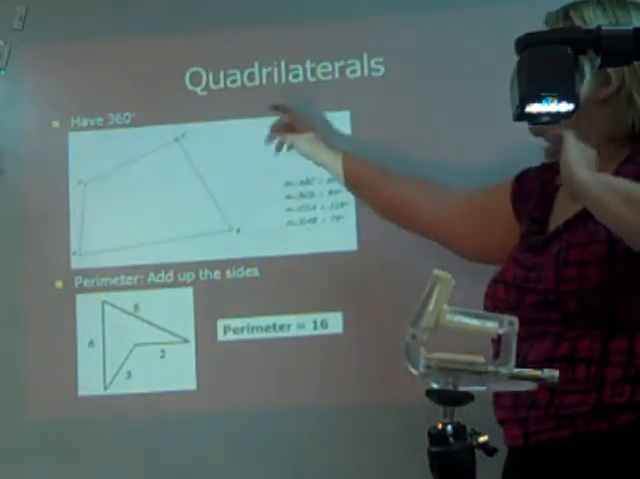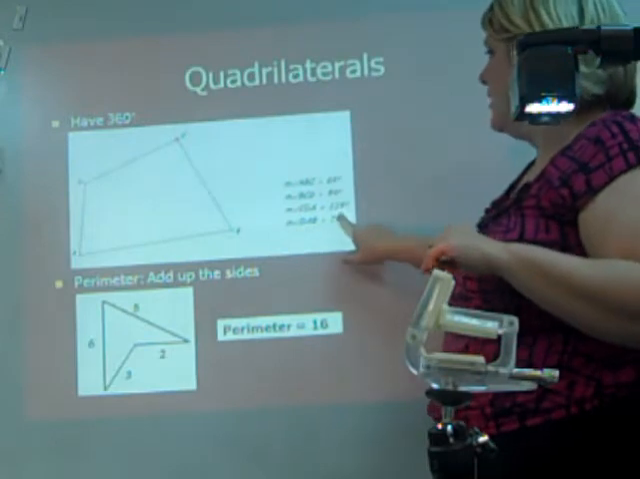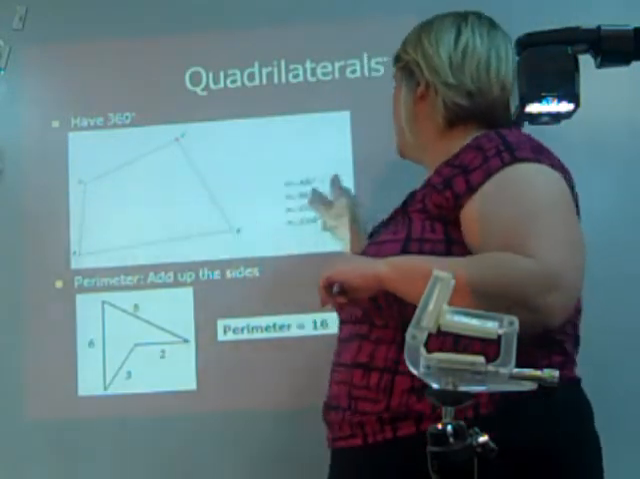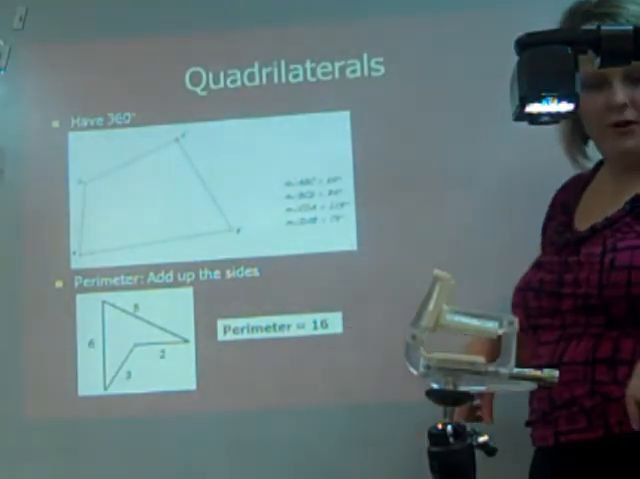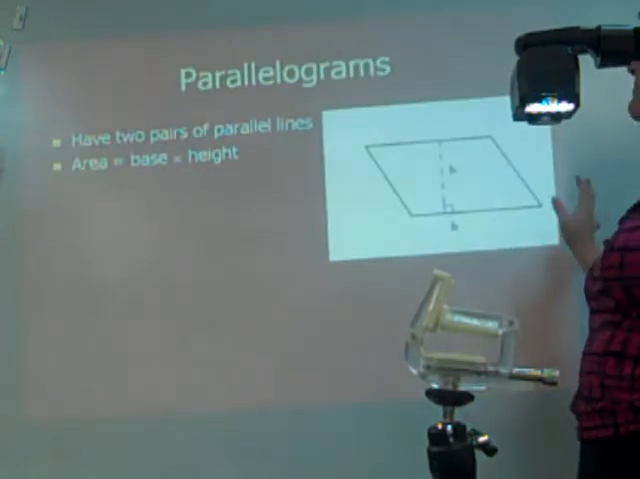They have a total of 360 degrees inside. So this is showing you the measures of these four angles. And if you added those up, they would add up to 360. The perimeter, you just add up all the sides. And then there are special types of quadrilaterals.